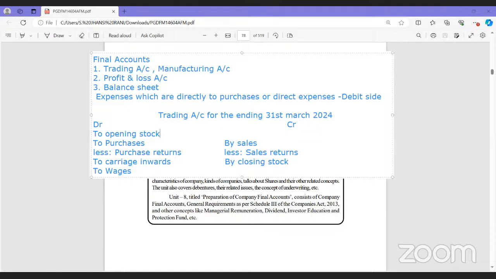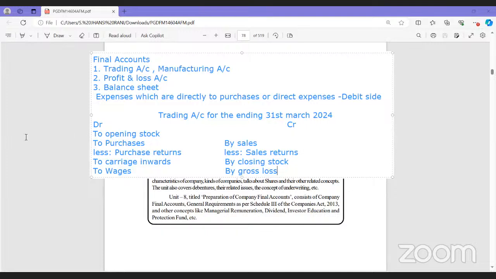And the difference of this, meaning the difference between the debit side and the credit side. If the debit is more and the credit is less, because debit more means more expenses and credit less means less income, in that case we call it gross loss. When debit is more, our expenses are more and our income is less, and it becomes gross loss.